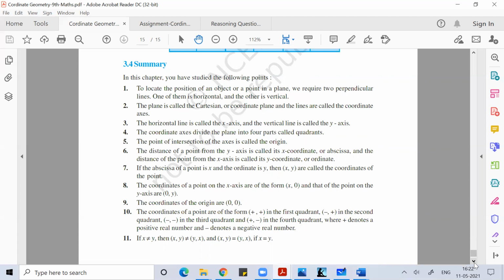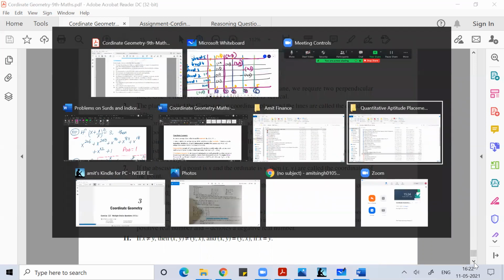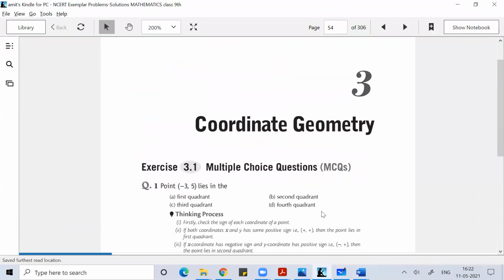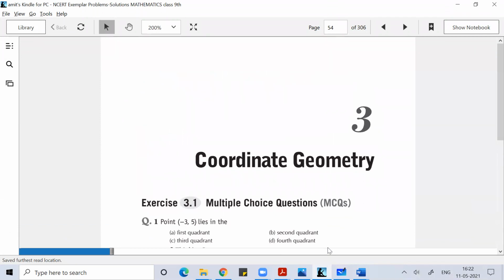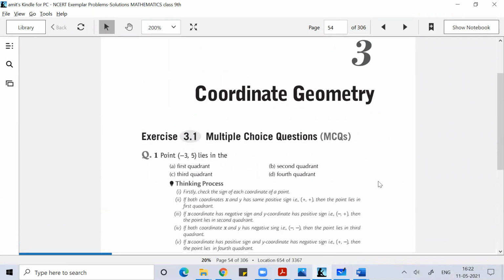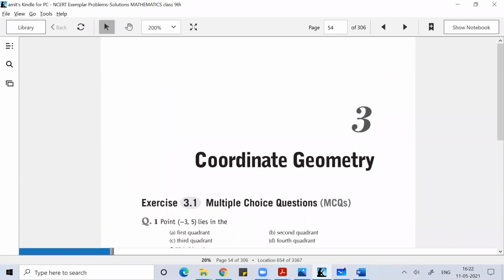Do you have exemplars? Yes, sir. You have it. Yes, sir. Example. Okay. So question number one answer. One second, sir. Yes. The point, sir, the second quadrant. You have exemplar with you. Yes, sir. So you open exemplar, you look from exemplar, and I have the soft copy of exemplar.